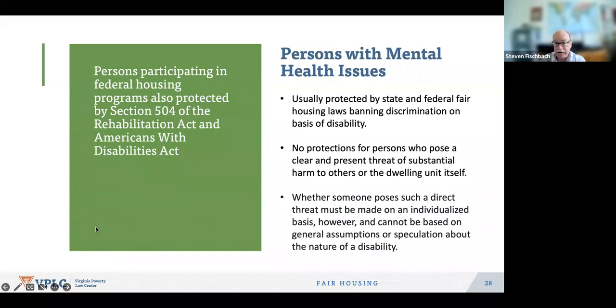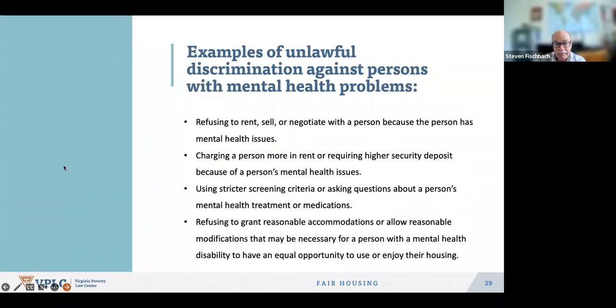And there, again, as in the domestic violence sphere, there are other federal laws that also apply here. One being Section 504 of the Rehabilitation Act, which bans recipients of federal funds from discriminating on the basis of disability. And the Americans with Disabilities Act is more about opening up public spaces to make sure that they're accessible to people with disabilities. Next slide. So here are some examples of unlawful discrimination against persons with mental disabilities.